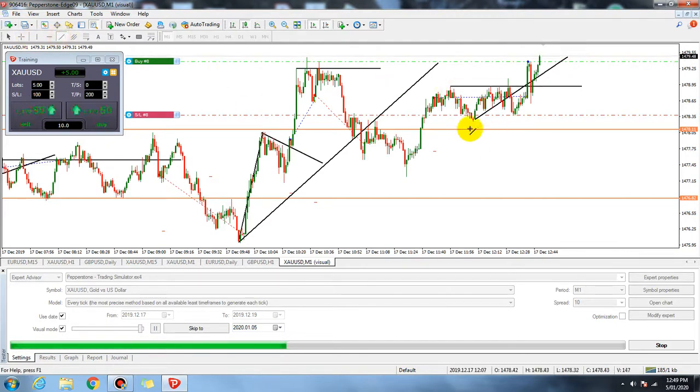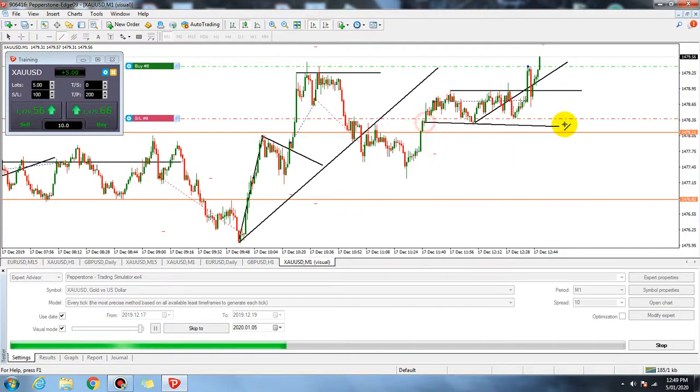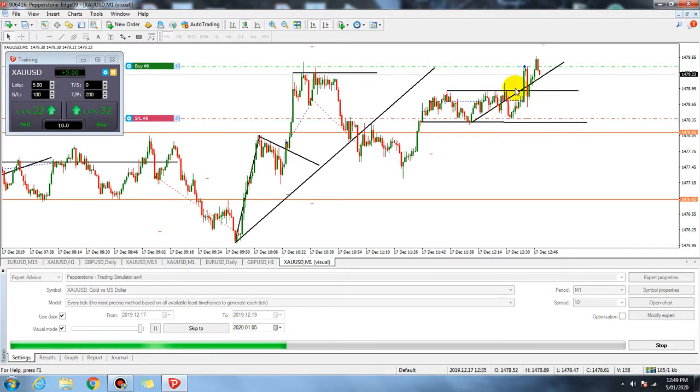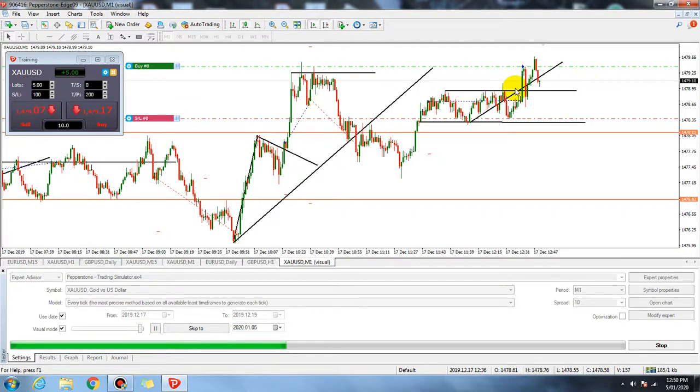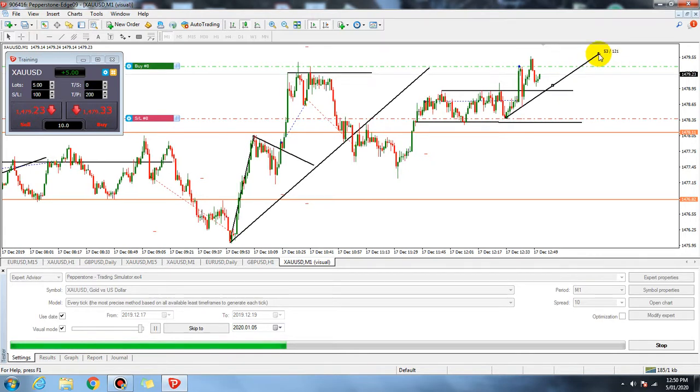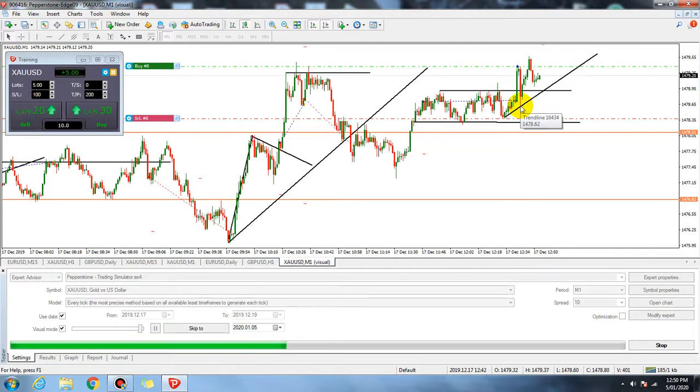Consolidation through here. Consolidation area. Breakout. Retest. Entry. Would have been a far better entry. Anchoring that from here to this low.